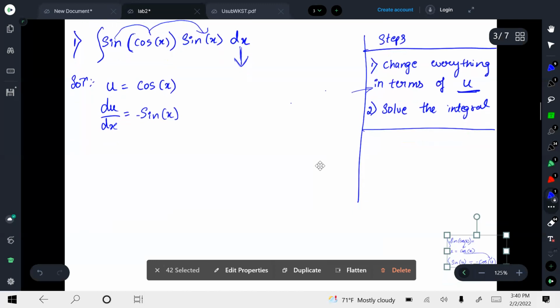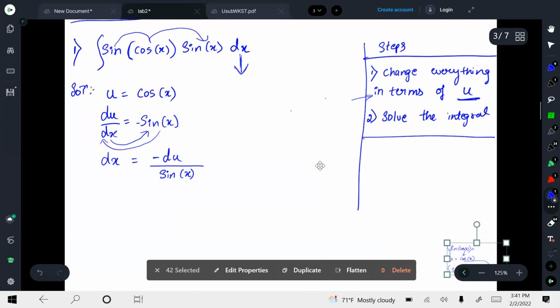Now I need to solve for dx, remember? Now you're going to send the dx to the numerator on the other side. Then what happens to sine of x? This comes to the denominator, right? Exchanging. So this becomes minus du divided by sine of x. Got it?